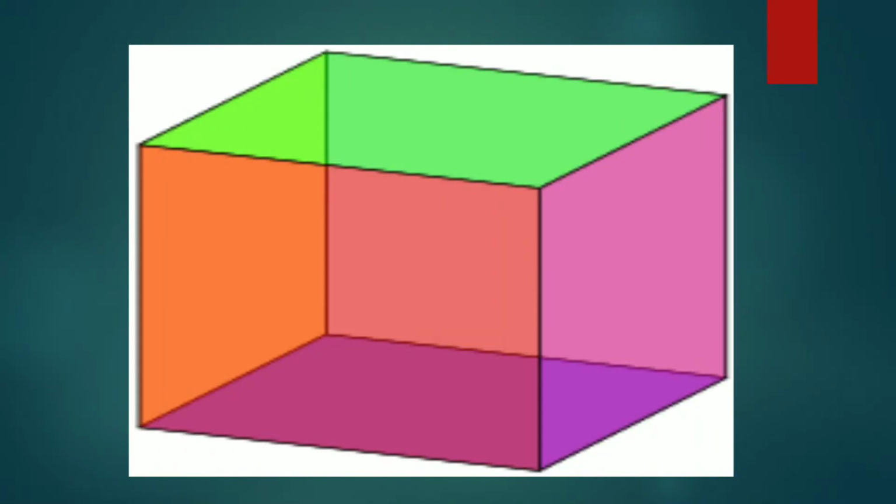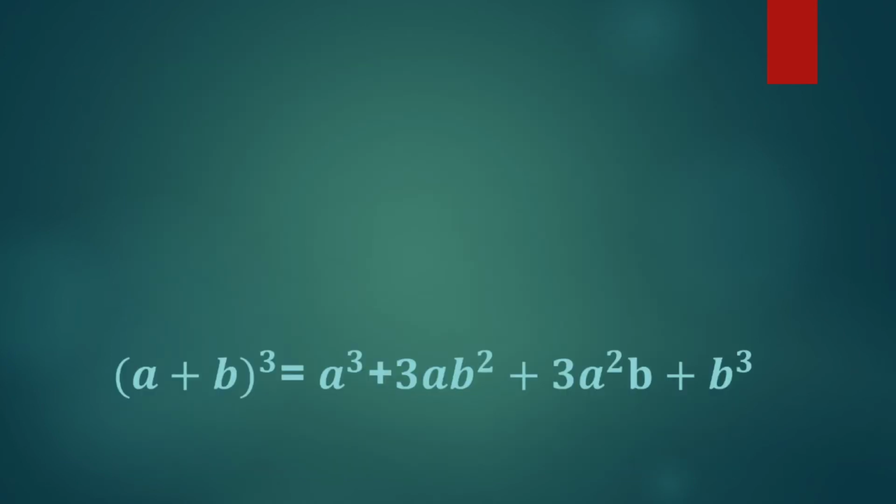Hello everyone, this is the cube. Our topic today is to derive (a + b) whole cube theoretically. It means if each side of the cube is divided into two portions, a and b, where a is the smaller one and b is the longer portion of the side, then how can we find its whole cube theoretically?